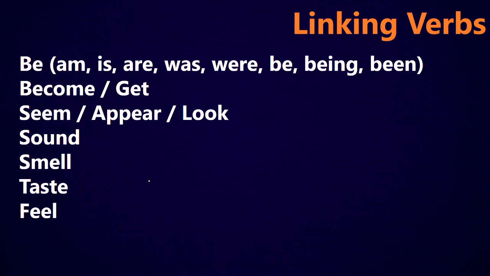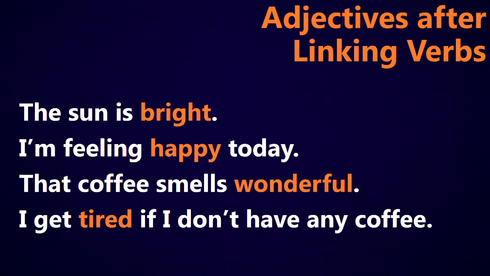So when we put adjectives after linking verbs, here are the common linking verbs in English. We have the be verbs, which are am, is, are, was, were, be, being, or been. So these are all forms of the be verb. Become or get, seem, appear, or look. And I put these together because they have more or less the same meaning. Sound, smell, taste, and feel. These verbs, like get, seem, appear, look, sound, smell, taste, feel, sometimes can be linking verbs, sometimes they are not. So you have to look at the sentence and the meaning of the sentence.